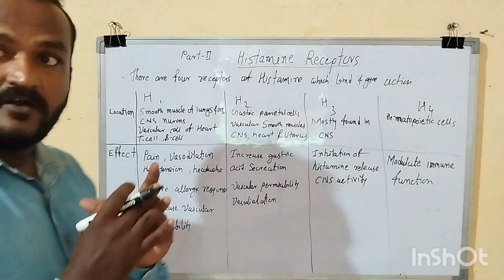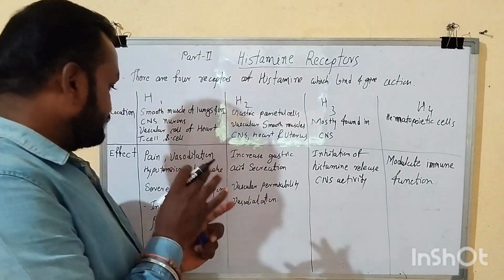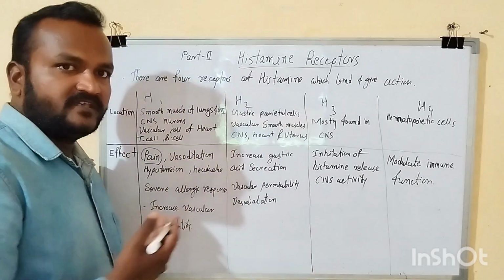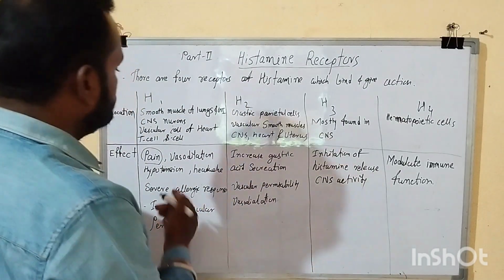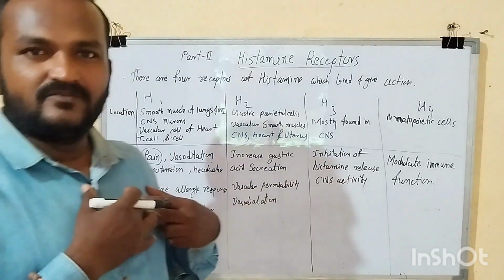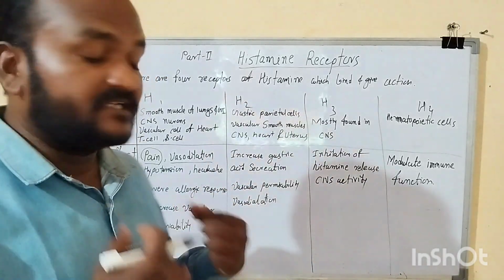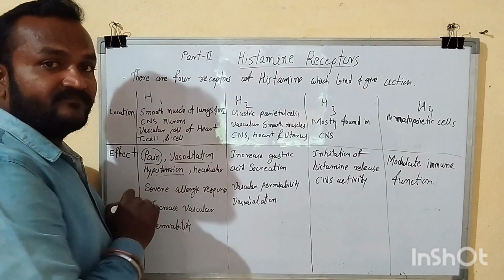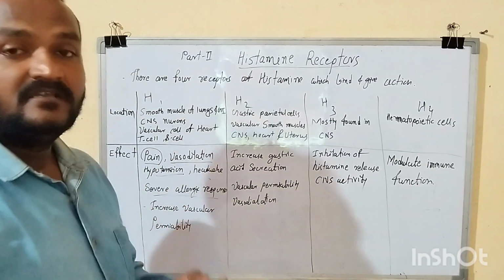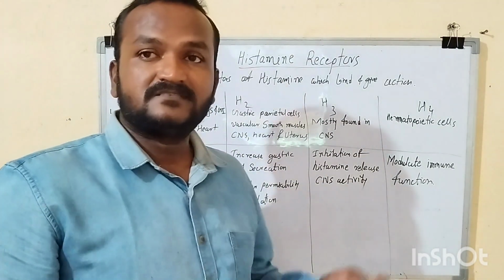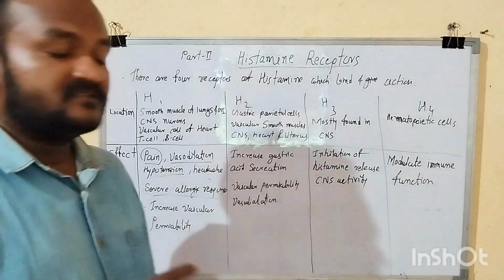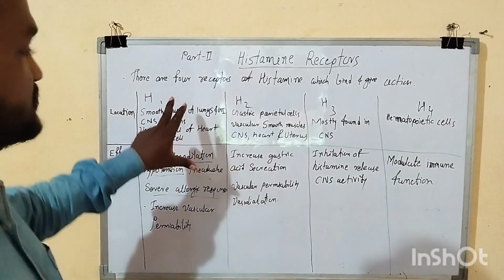Next are the effects of H1. It has an effect on pain, so wherever pain is there we can use this drug. Then vasodilation, the dilation of the vascular muscles. Hypotension, and headache also. Then severe allergic reactions, different allergic responses. Next is the increase in vascular permeability. These are some effects of the H1 receptor.